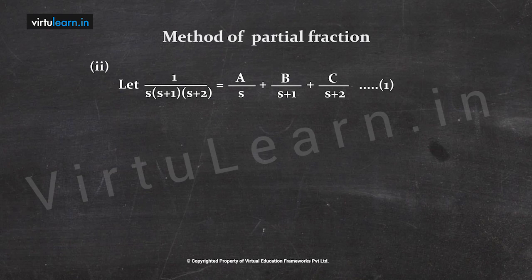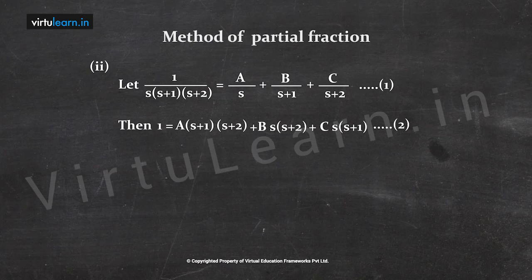In the second bit, what is f bar of s? 1 by s into (s plus 1) into (s plus 2). Then resolve into partial fractions: A by s plus B by (s plus 1) plus C by (s plus 2). Again according to the partial fraction rule, 1 equals A into (s plus 1)(s plus 2) plus B into (s plus 2) plus C into (s plus 1).